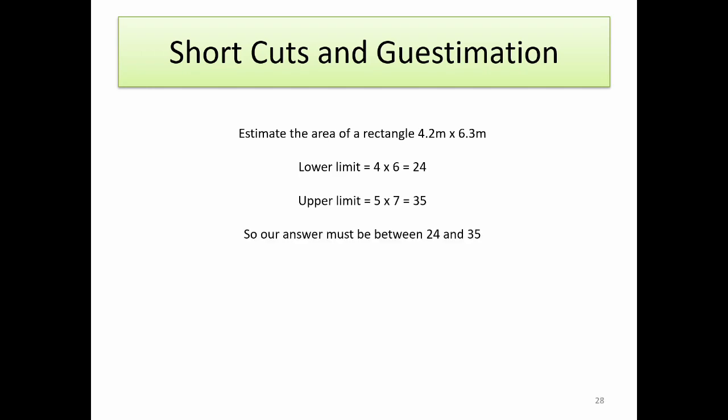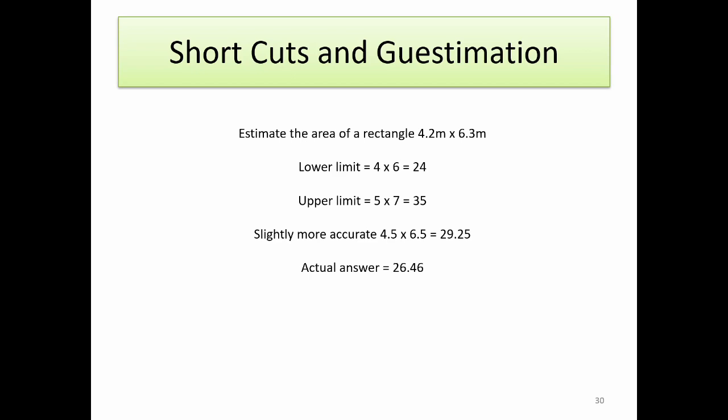If we rounded our integers up to 5 and 7, then the upper limit would become 5 times 7. So we now know our answer should be somewhere between 24 and 35. And we can refine this slightly more by setting an upper limit as 5.5 times 6.5, which would be 29.25. So now we know our answer should be between 24 and 29.25. So we punch the numbers into our calculator and we get an answer of 26.46. That's in our ballpark, so we know we're right.